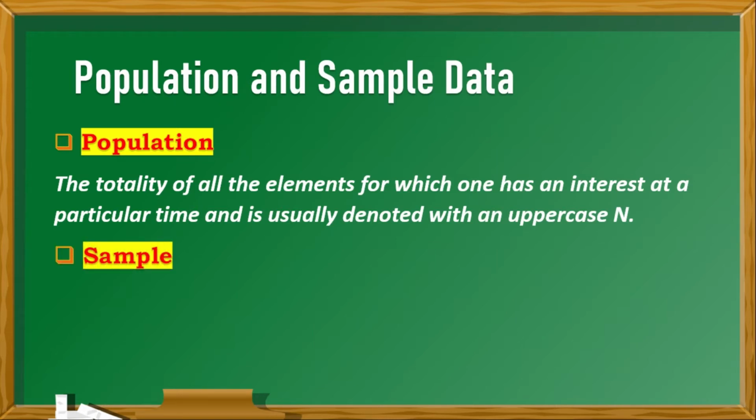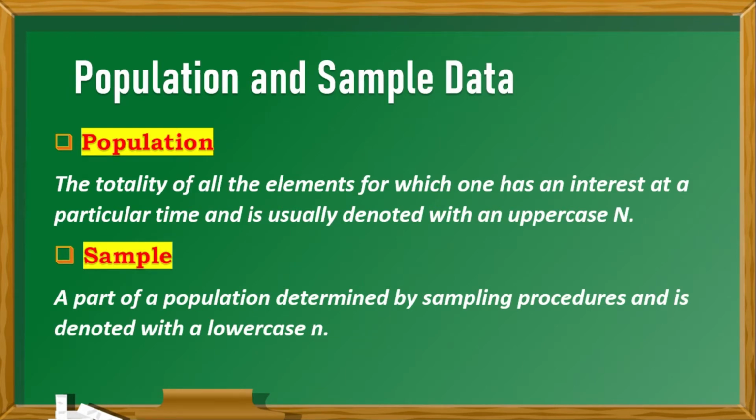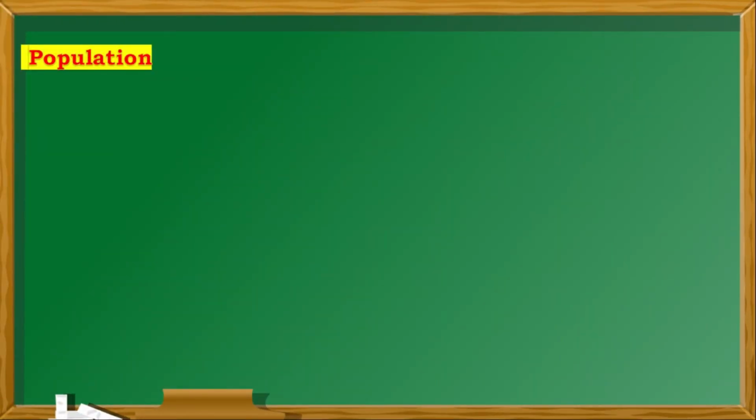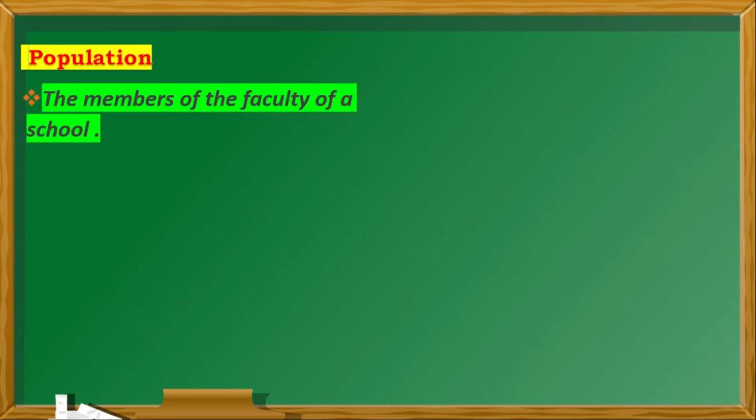Next is the sample data. It is a part of the population determined by sampling procedures and is denoted with a lowercase n. Yan, small letter n naman yung symbol niya. So tulad yun yung sinample ko kanina, yung example ko, na kumuha ako ng 100 students to represent the average of the whole population of grade 7 students. Ganon ang sample data. Nakuha ba? Okay. So meron tayo ditong example ng population at sample data.